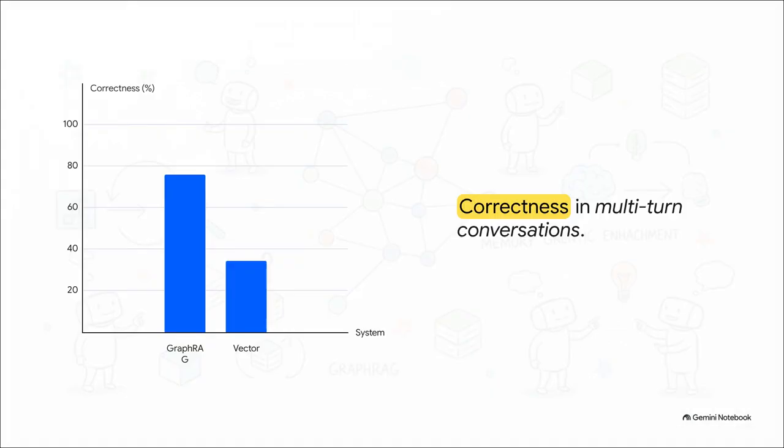The performance gap here is just wild, especially in multi-turn conversations. When tasked with holding conversational context across all this complex financial data, like asking a question and then asking a follow-up question based on that first answer, the GraphRAG system hit 76% correctness. The traditional vector baseline, a dismal 34.4%. Vector systems just completely lose the thread of complex relationships, while GraphRAG holds on tight to the context.